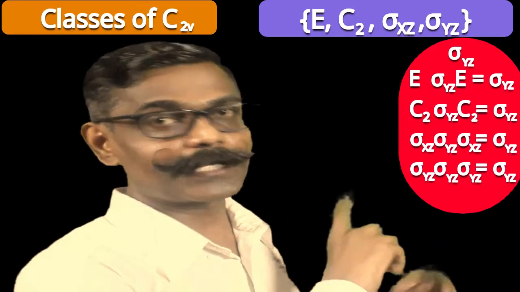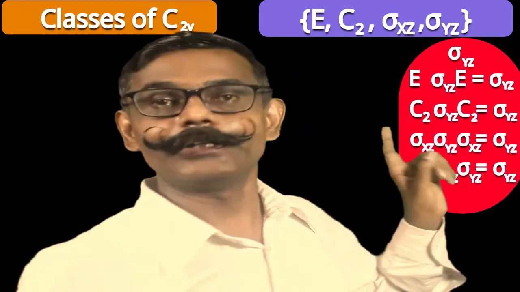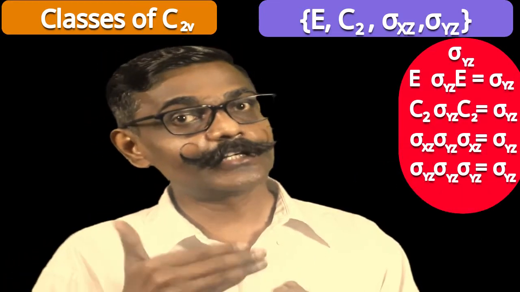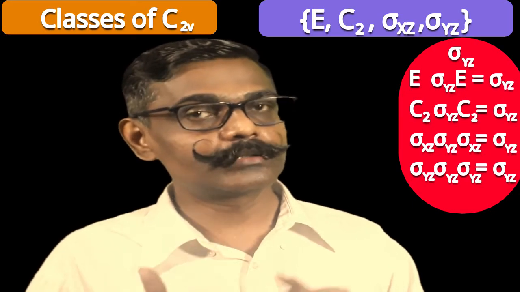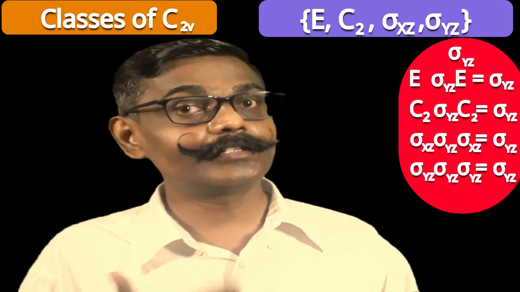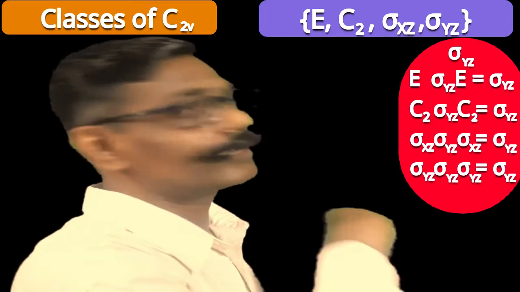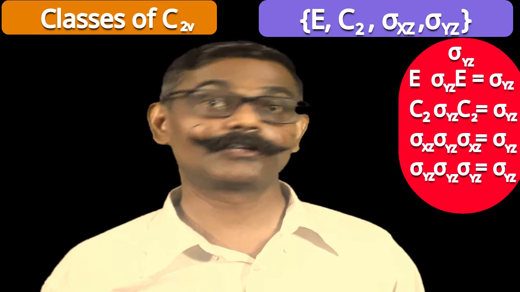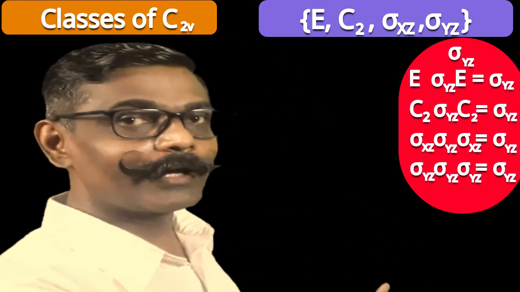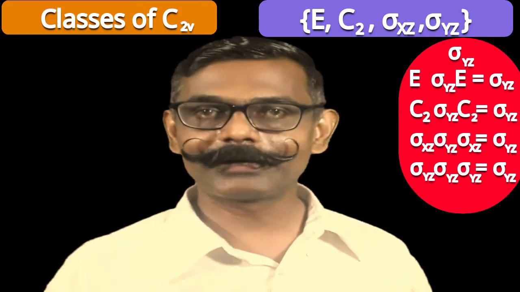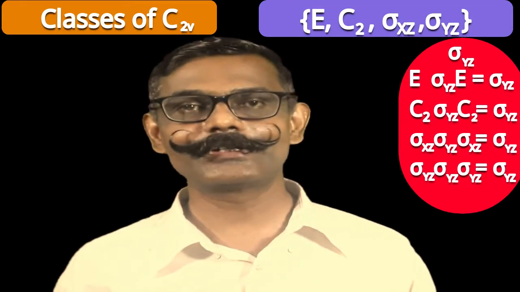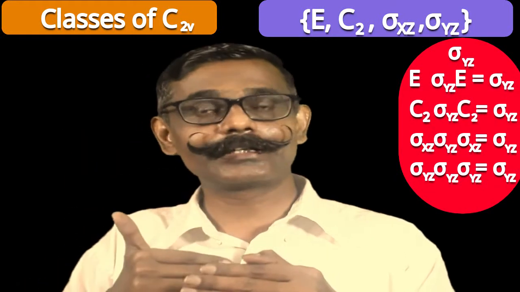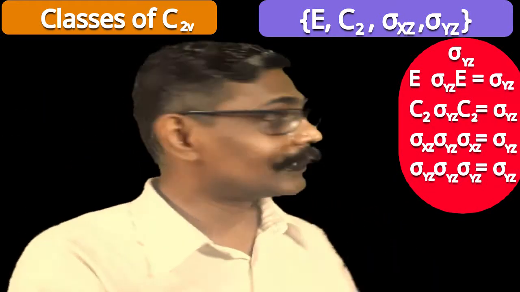See the third kind of transformation. Sigma xz into sigma yz into sigma xz. Sigma xz into sigma yz means C2. C2 into sigma xz is sigma yz. So the answer is sigma yz. So sigma yz is the symmetric transform of sigma yz. Now see the last. Sigma yz into sigma yz into sigma yz. So the same plane I am considering. Sigma yz means reflection. Again sigma yz means original. Again sigma yz means reflection. So the answer is sigma yz.